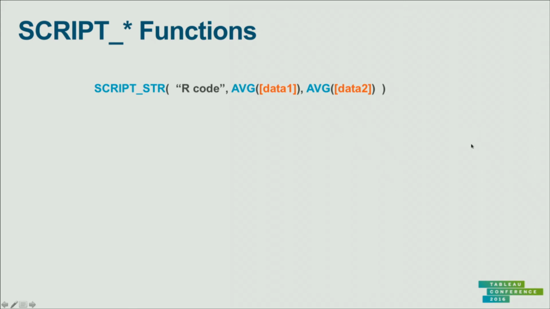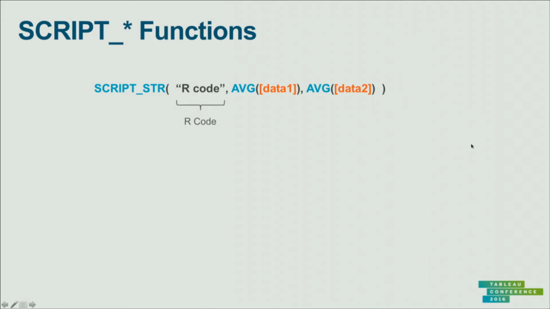You have 4 functions that you can use that will talk to R. Script string, script int, bool, real. Script says that's going to be a script, go talk to R, or Python now if that's what you're using. Then the second part is what is it going to return? In this case, we want the name of the state, so you want script string. The next chunk is just R code.